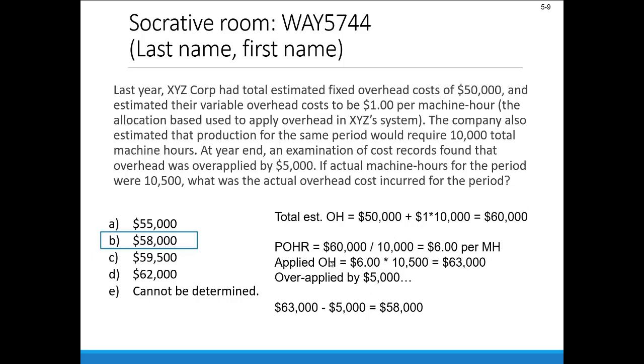Applied overhead for this whole period then would be the $6 per machine hour rate times the actual number of machine hours run, 10,500, for a total of $63,000. Okay? $63,000 minus the $5,000 that we are over-applied by in this case means that actual overhead cost incurred must have been the difference, $58,000.